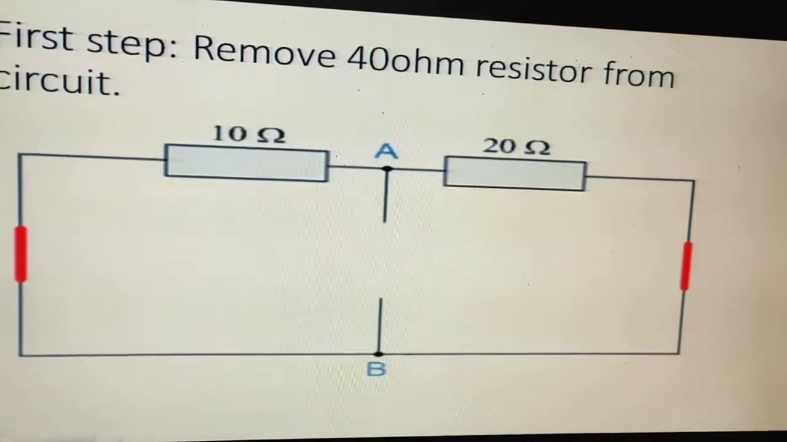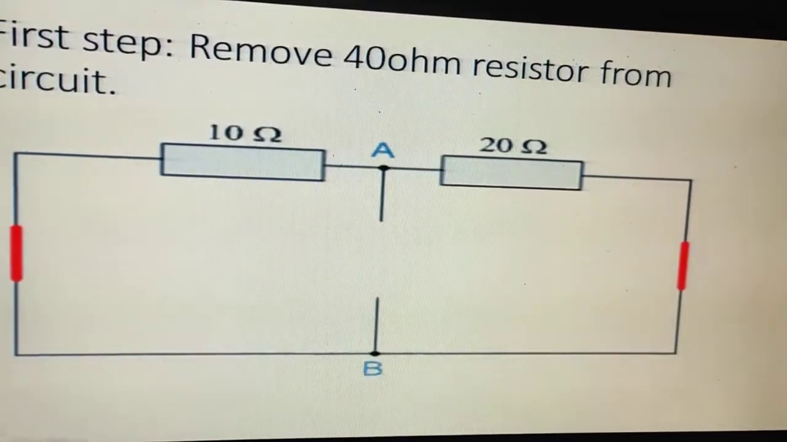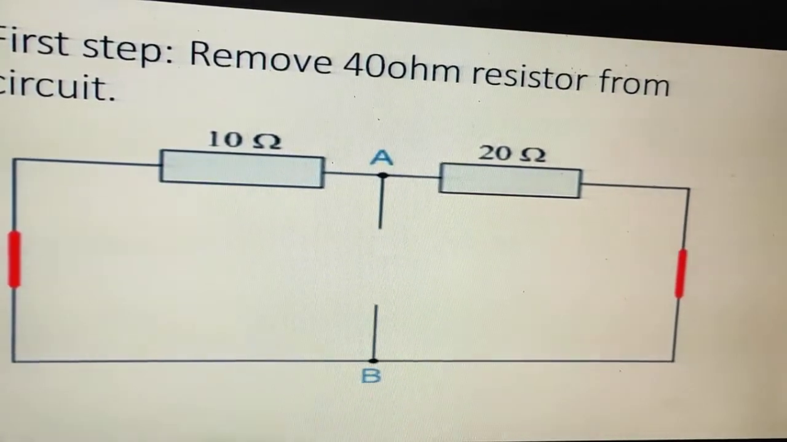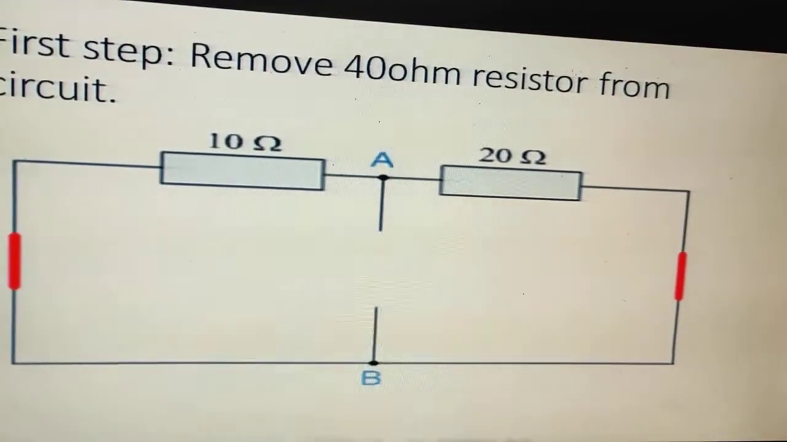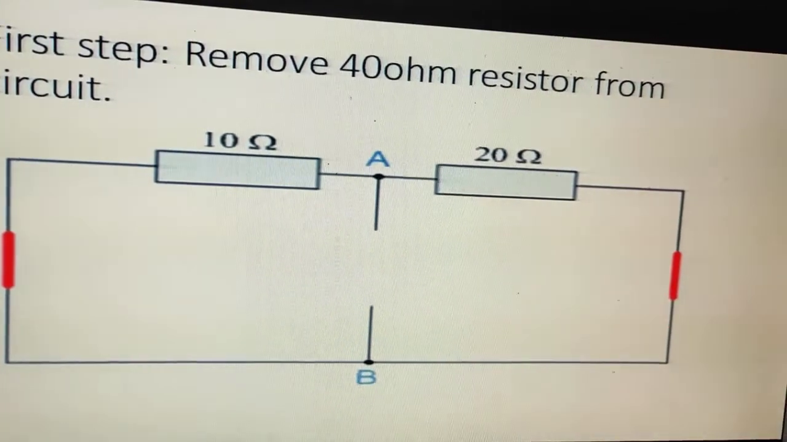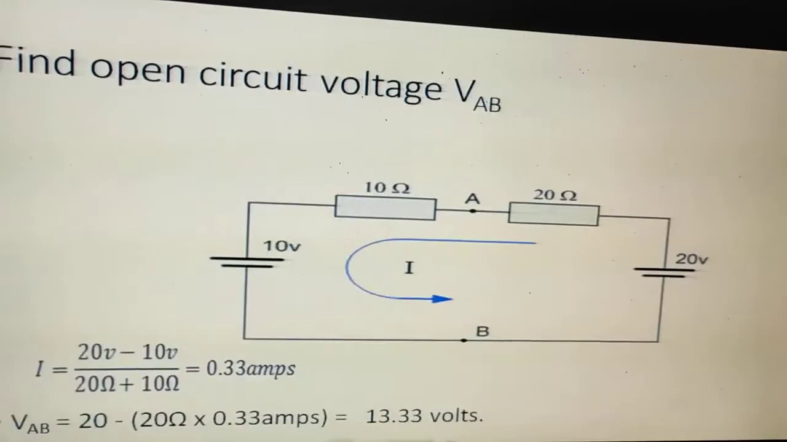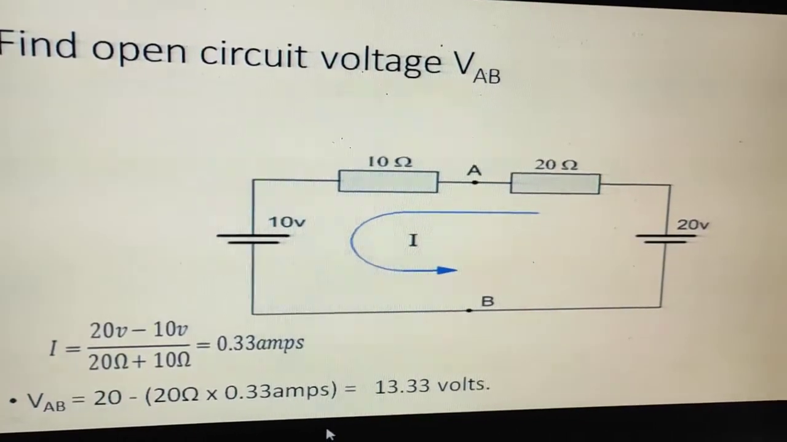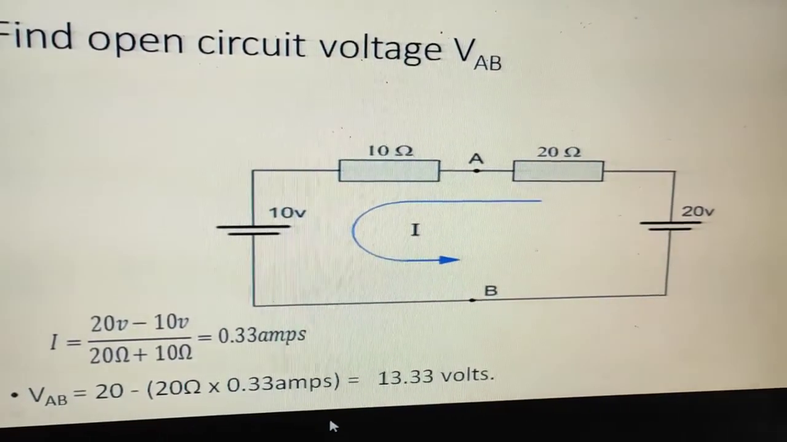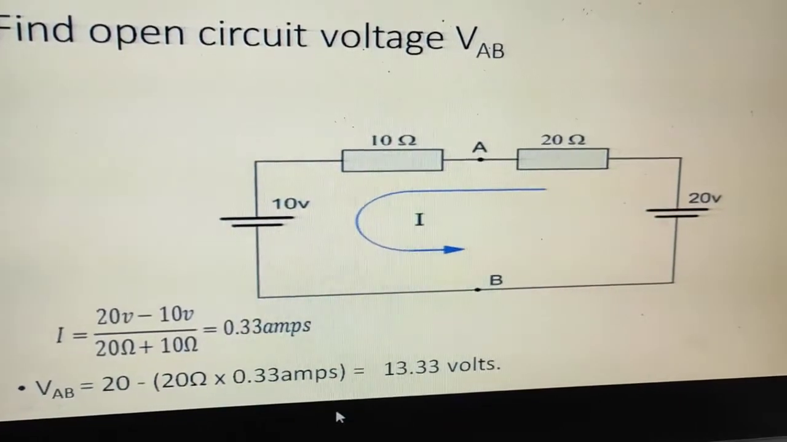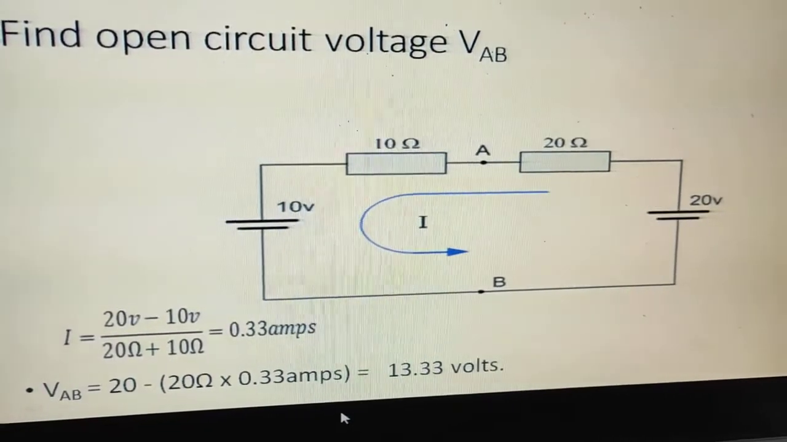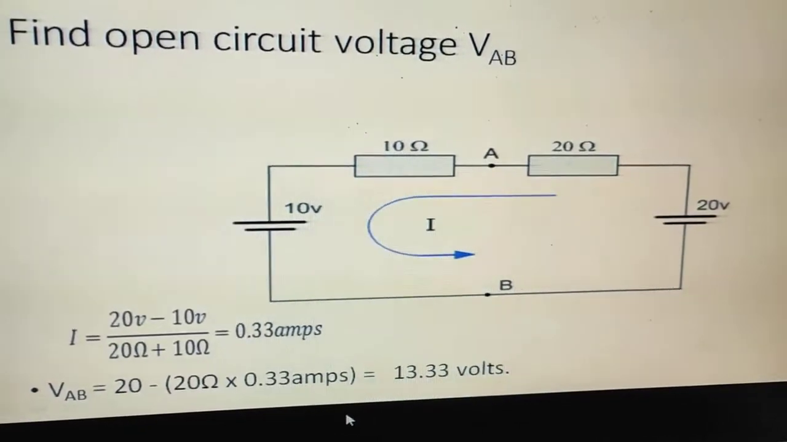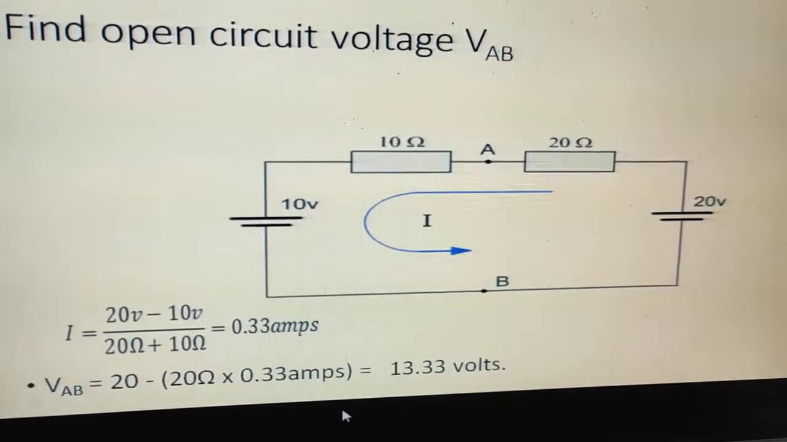So you have to remove the load resistance 40 ohm from the circuit and look towards the circuit from the open circuit points A and B. First let's find out the open circuit voltage VAB. To find the open circuit voltage, you have to first find out the current flowing through the circuit. The current is 20 volt minus 10 volt divided by 30 ohm, which is 0.33 amperes.